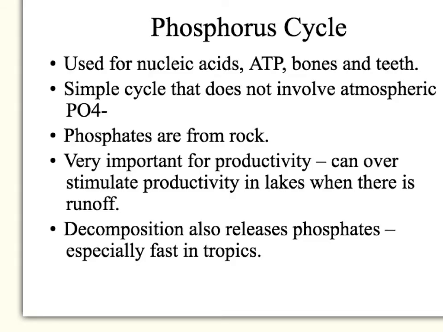The phosphorus, we've seen it used in nucleic acids, ATP, bones, and teeth. It's a simple cycle that does not involve atmospheric phosphates. They are from rock. Very important for productivity, and can overstimulate productivity in lakes when there is runoff. Decomposition also releases phosphates, this is especially fast in the tropics.